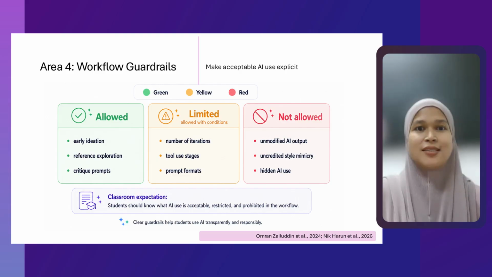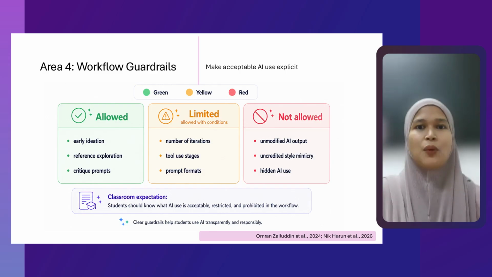The fourth area is workflow guardrails. Workflow guardrails define acceptable and unacceptable AI use in a design project. This is important because students need clear boundaries. Educators can specify when AI may be used, how prompts should be developed, how many iterations are allowed, and what types of AI use are not acceptable. For example, AI may be allowed during early ideation or reference exploration, but students may not submit an unmodified AI-generated image as their final design.